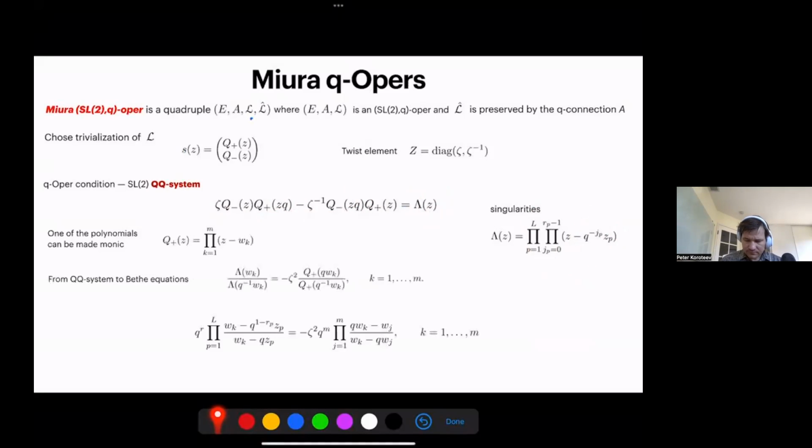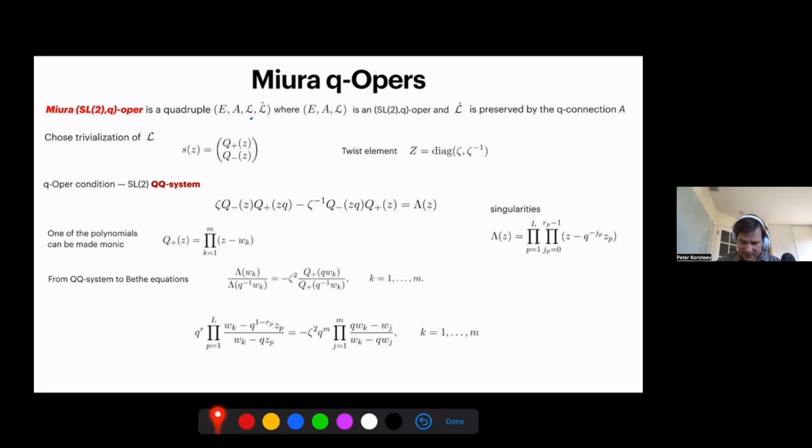I have a question. Yeah. So do we get the connection to the 3D theory through this QQ system because it's equivalent to Bethe equations? Yeah, exactly. So first of all, as Sabek was saying, you can derive Bethe equations from this.